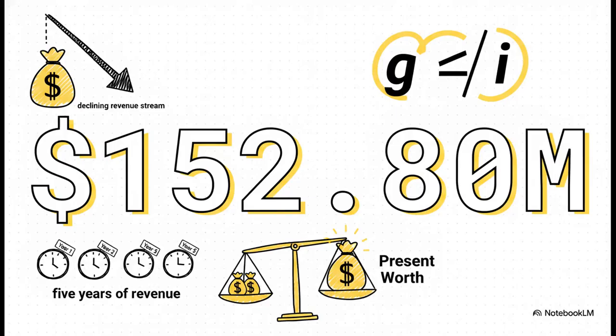So, how'd you do? If you use the formula for when G and I are different, you should have found that the present worth of that declining revenue is $152.8 million. That's the total value of all 5 years of shrinking revenue, all brought back to today's dollars.